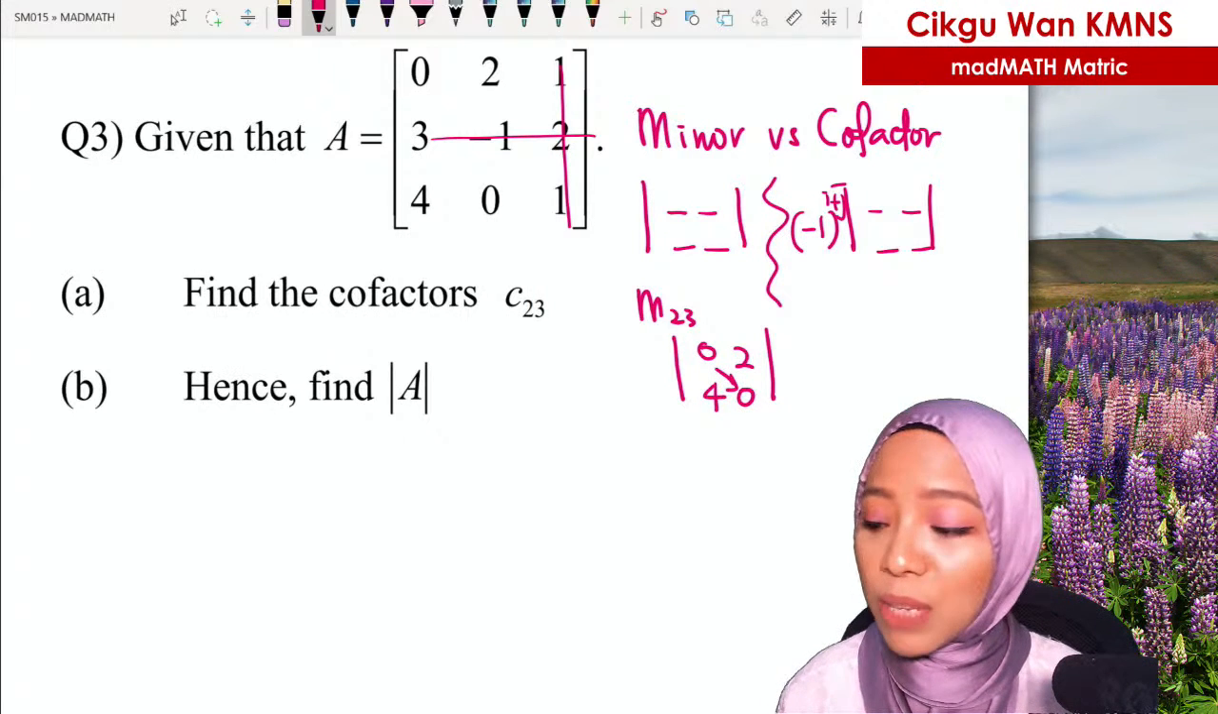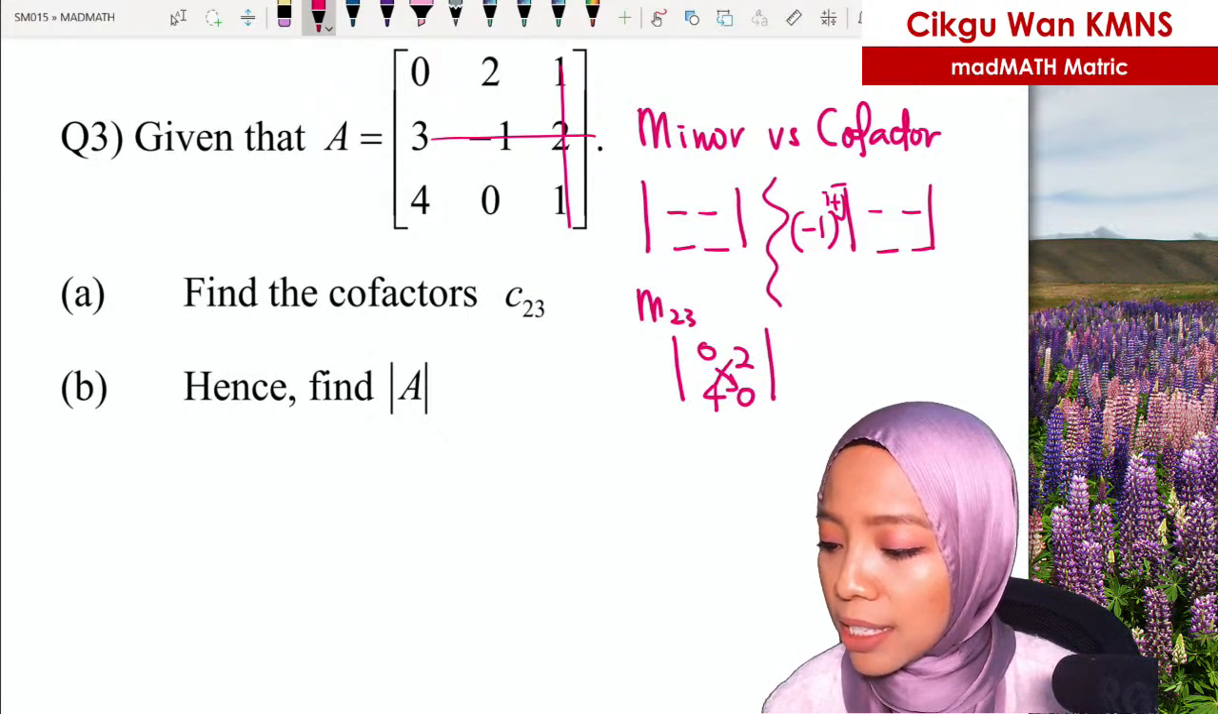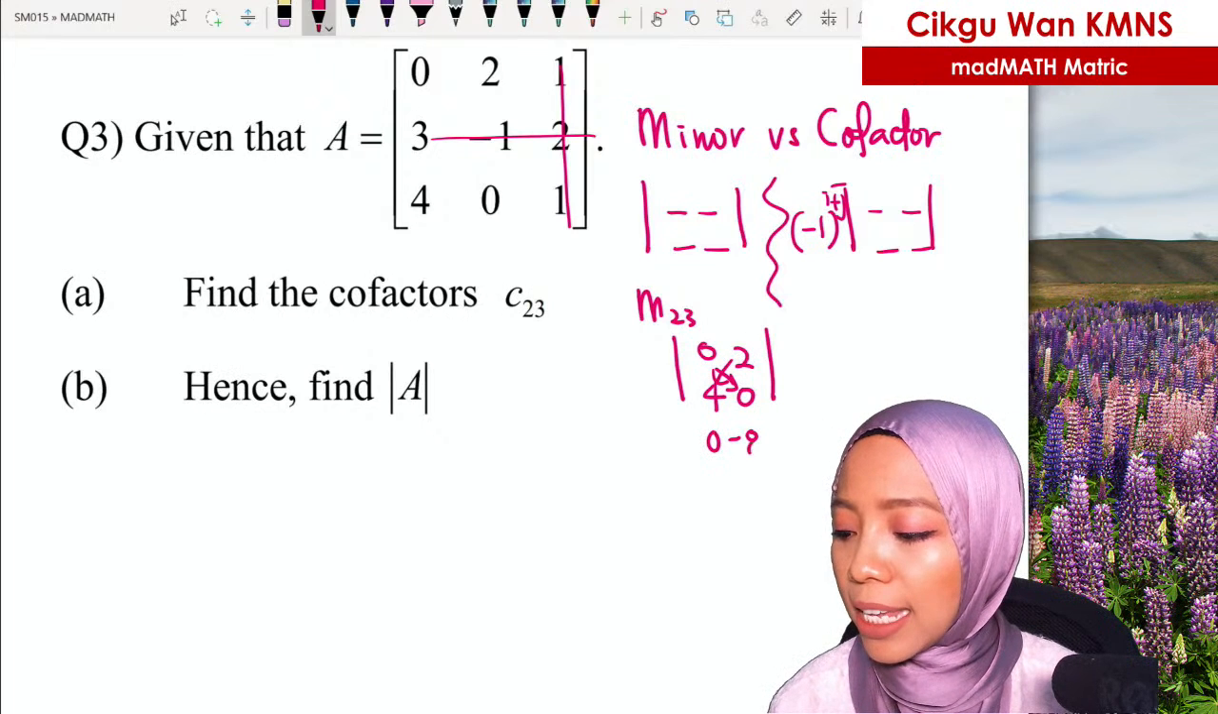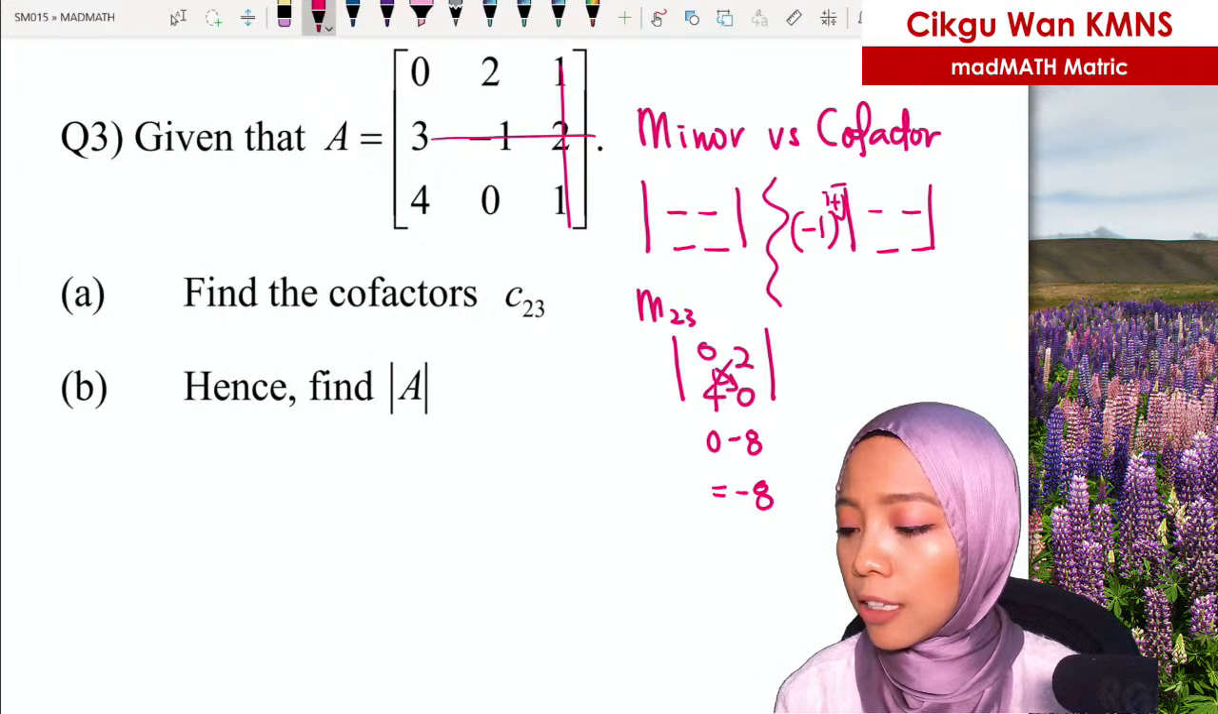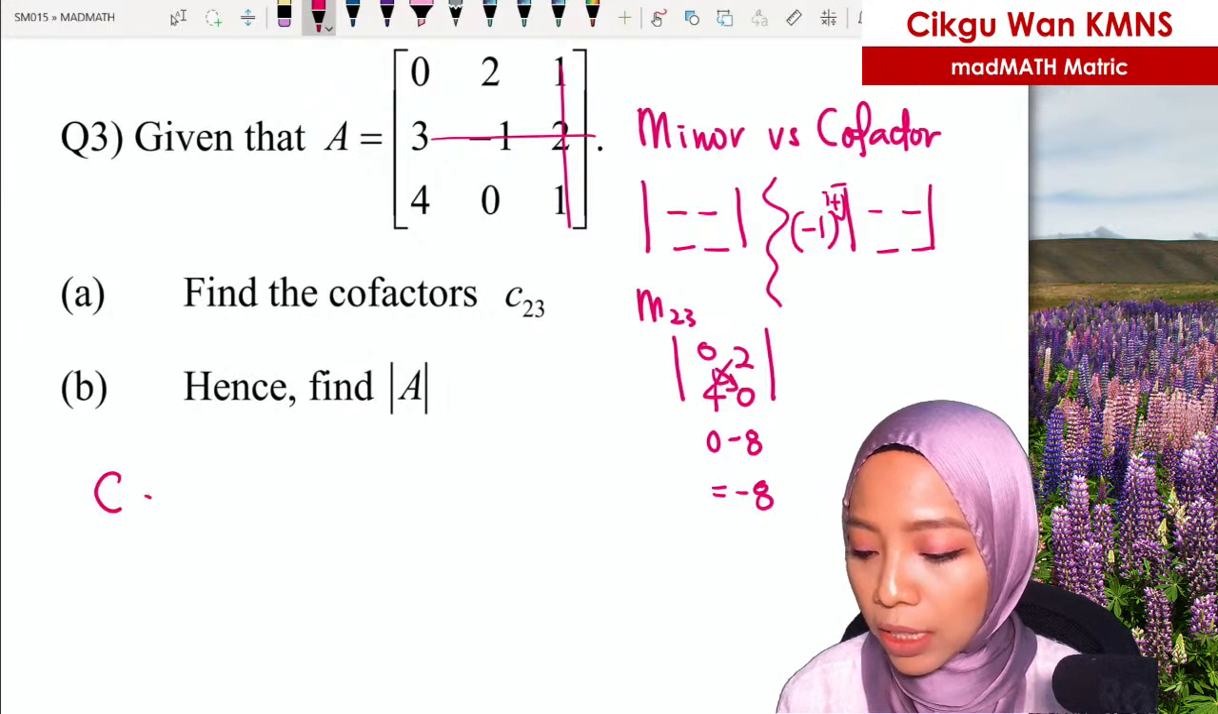So, dia adalah 0 times 0. Macam AD minus BC tu lah. AD minus BC. So, 0 minus 8. So, dalam kes ni kita dapat -8. Itu kalau dia tanya minor lah. Tapi soalan tak tanya minor. Soalan tanya cofactor. So, kalau cofactor 23.